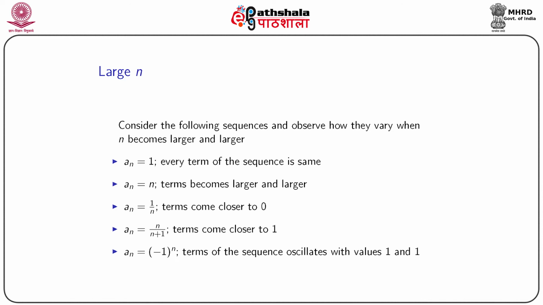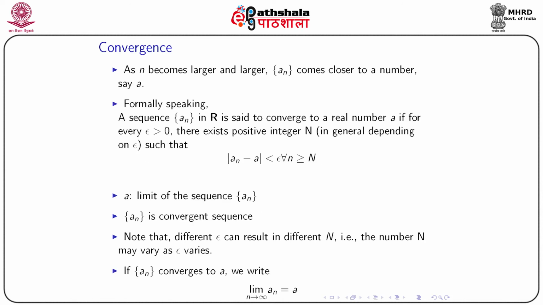And the last one, we take an as minus 1 to the power n. Now all the terms of this sequence oscillate. When n is even, it's plus 1. When it is odd, it's minus 1. So the terms of the sequence oscillate with values 1, minus 1 and plus 1. Now as n becomes larger and larger, an comes closer to a number, say a, if the sequence is convergent.